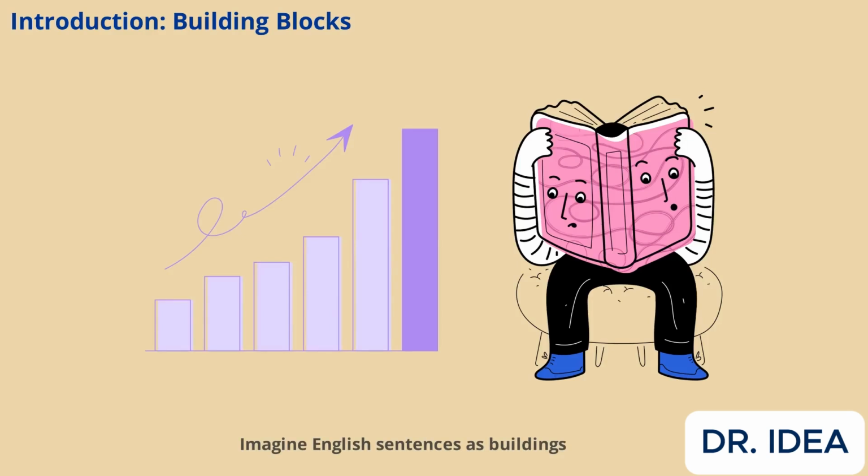Imagine English sentences as buildings. Just like every building needs strong blocks, every sentence needs the right parts. In English, there are 8 essential building blocks called the parts of speech. If you understand these, you can construct clear, correct sentences anytime. Whether you're writing, speaking, or reading, knowing these 8 parts will make your English stronger and more flexible.